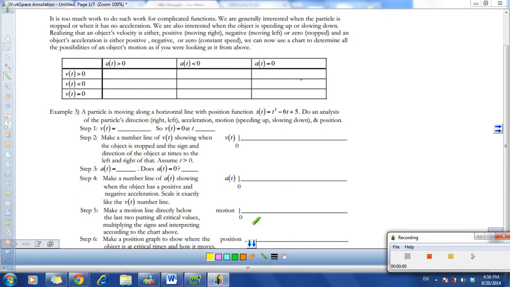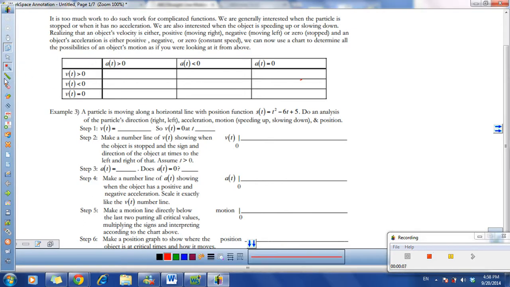Alright, so back to the continuation of what we were supposed to finish on Friday. It's going to take a while, so just bear with me.